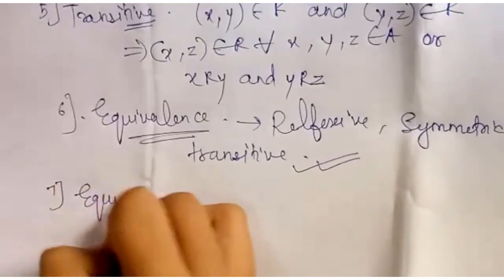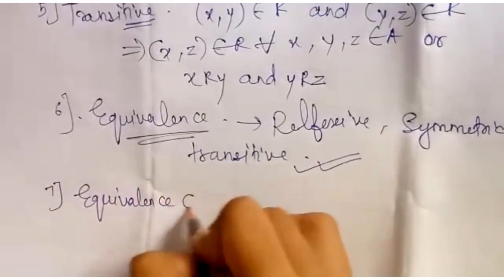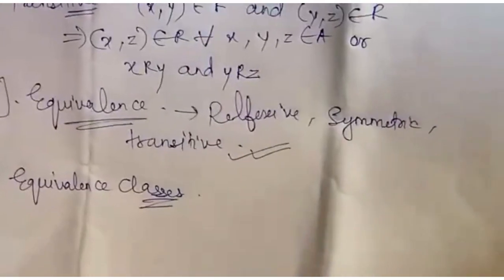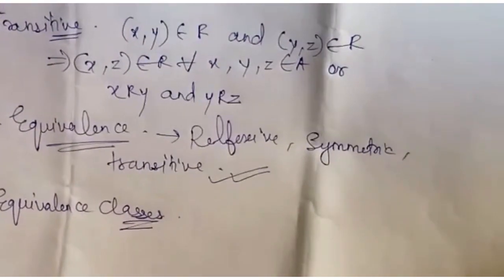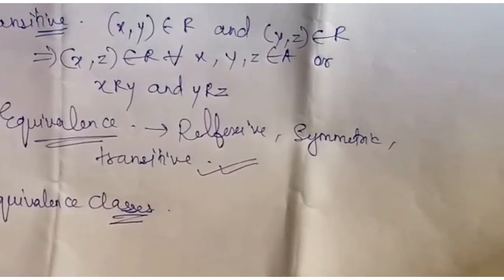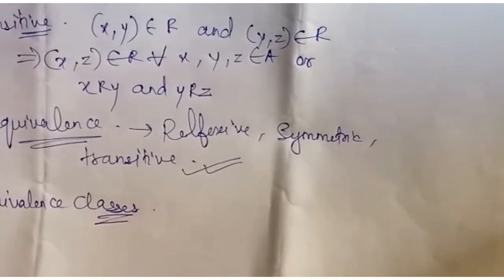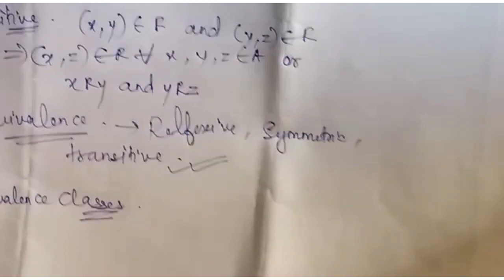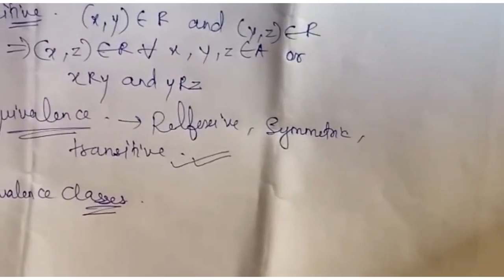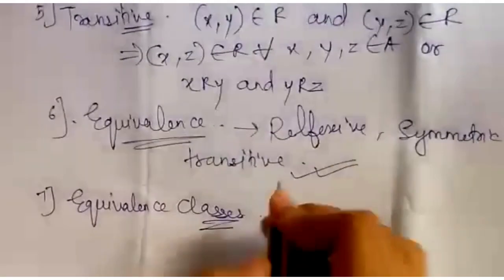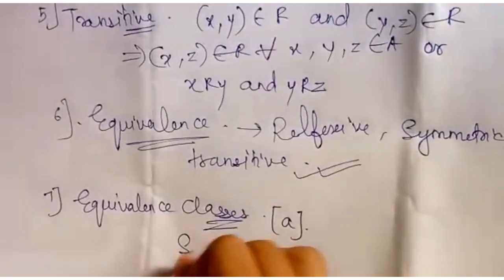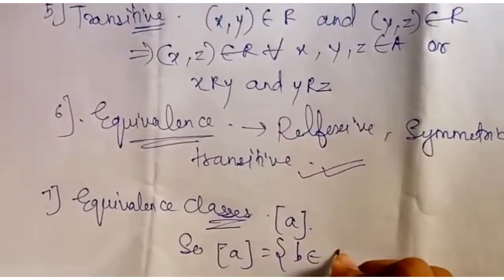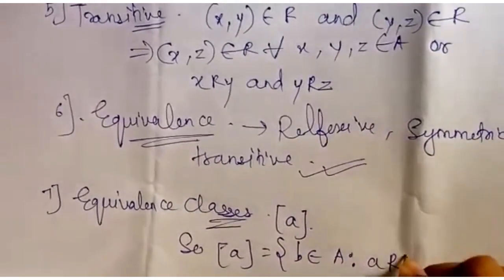Then the last one is equivalence classes. Let R be an equivalence relation in set A and let a belong to A. The set of all those elements of A which are related to a under the relation R is known as the equivalence class determined by a and is denoted by [a]. So [a] will be denoted like this: b belonging to A such that a is related to b.